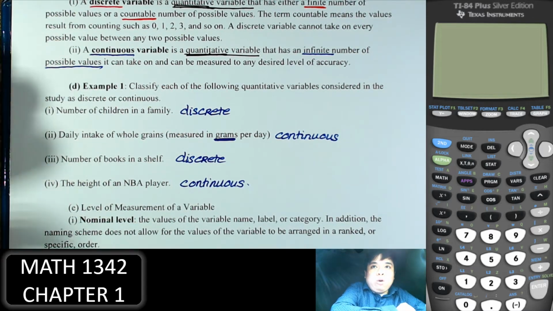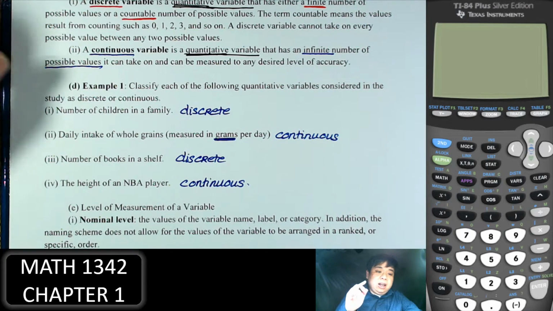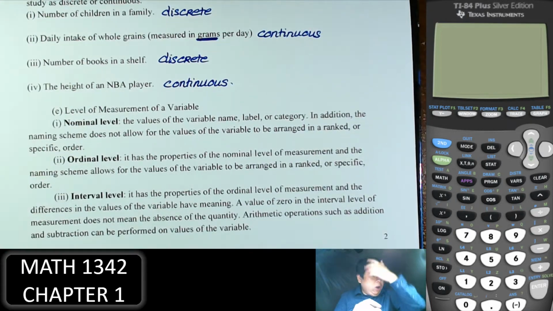Right. So far we have qualitative, the one that goes with category, characteristic, attribute. Quantitative, the one that goes with numbers, and quantitative data can be discrete or continuous. Now next, we have the level of measurement of a variable. So this is also a different type to characterize a variable.